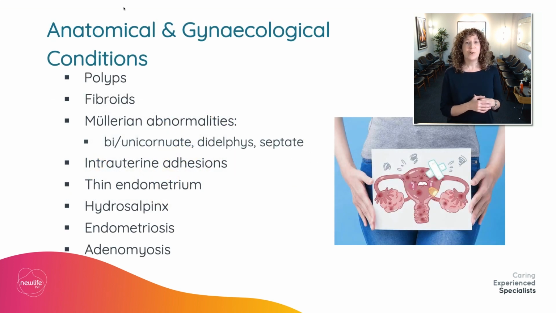So now I'm going to talk about various anatomical and gynecological conditions that can also affect an embryo implanting. Polyps, fibroids, funny shaped uteruses, scar tissue, the lining of the uterus, tubes, endometriosis, adenomyosis. There's a lot of topics there, and I'm going to try not to get too bogged down in things.